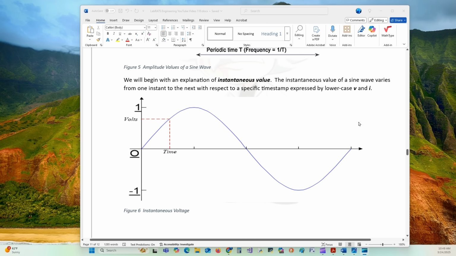We will begin with an explanation of instantaneous value. The instantaneous value of a sine wave varies from one instant to the next with respect to a specific timestamp, expressed by lowercase v and i. So this is v, and this is the instantaneous timestamp. And we can do that all the way through the wave.